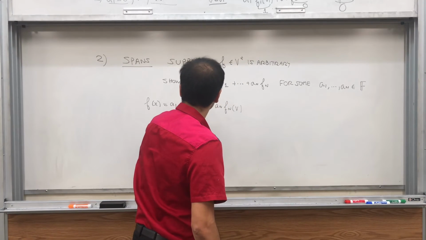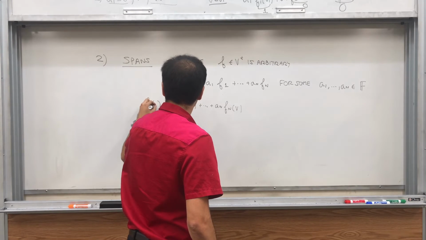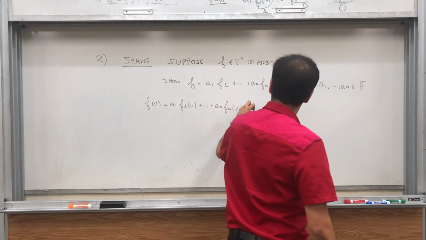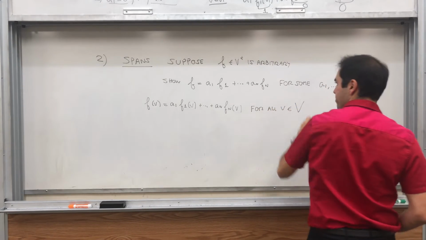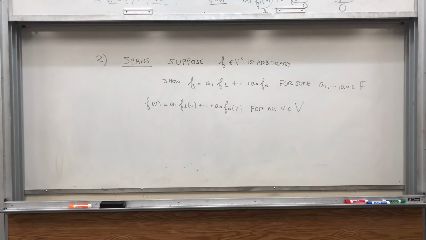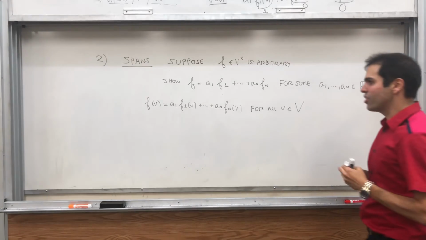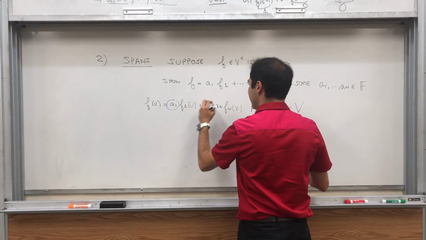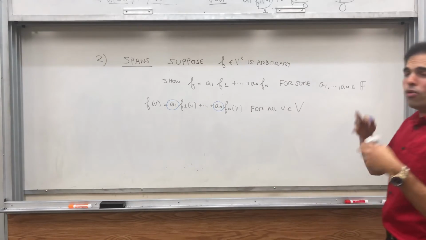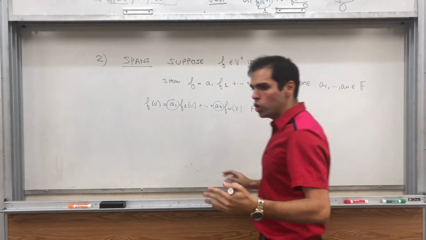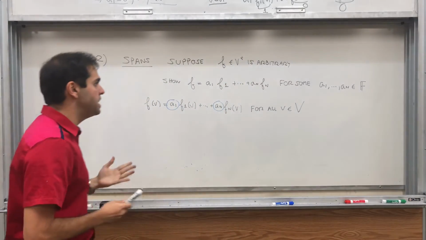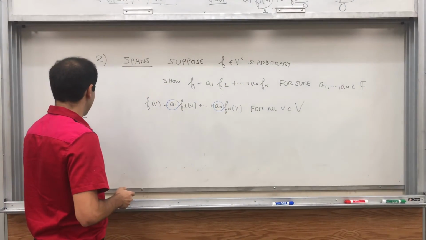Actually, let me use v just to be more consistent. For all v. All right, and again, we want to find the coefficients. The fi's are given, and before we continue the proof, let's do some scratch work. What should a1 up to an be, if this is even possible?